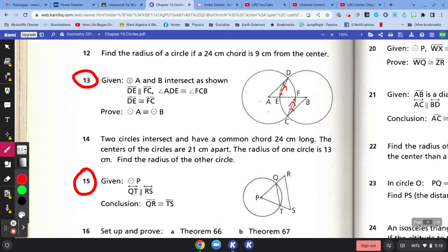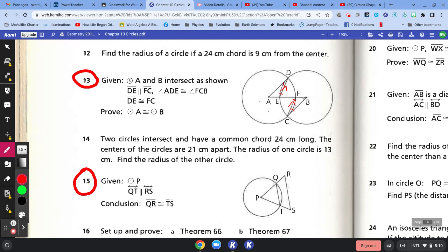Well, remember that FC and DE are congruent and parallel. And we also know that this angle here, FCB, and this angle here, ADE, are congruent. So we could either prove that AD and BC are congruent, but that's actually what we're trying to do anyway, so we're not going to be able to do that until we prove something else. Or we could try to prove that angle AED and BFC are congruent. And we actually can do that because AB is a transversal of two parallel segments.